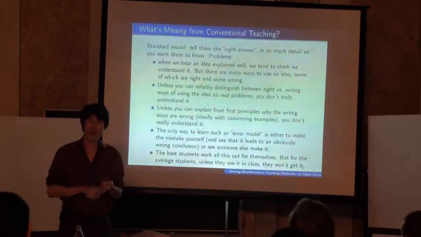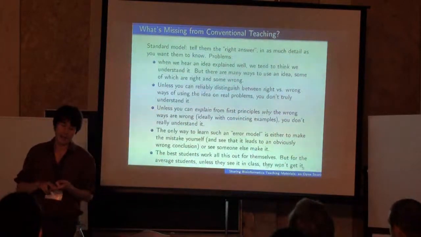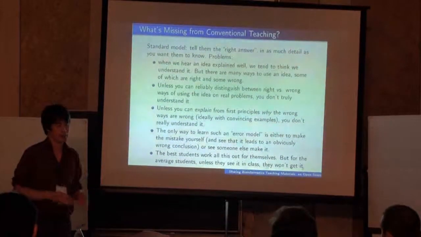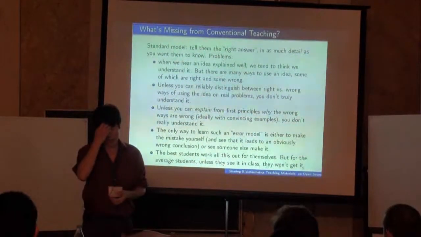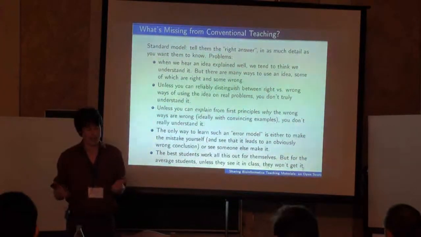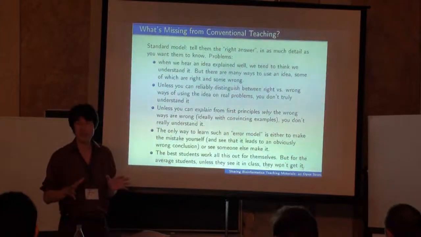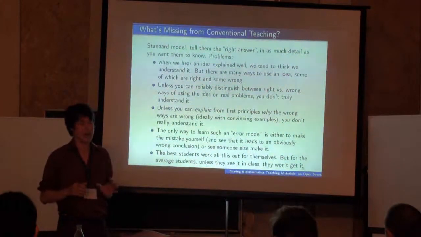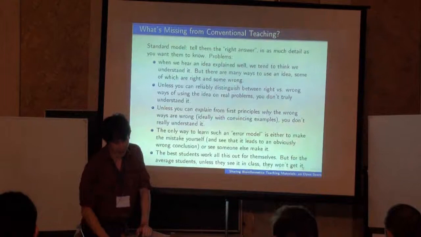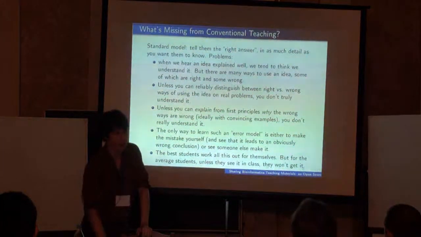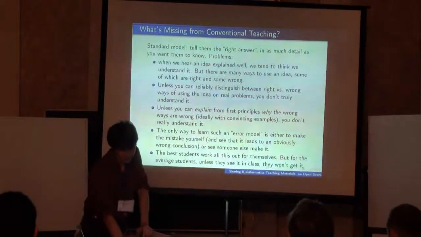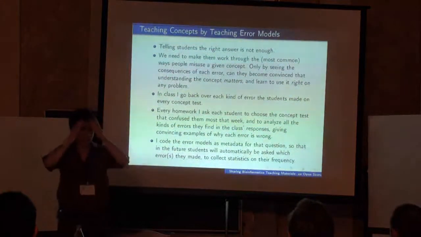Unless you know, number one, which ways are right and which ways are wrong, and secondly, that you can explain from first principles why the wrong ways are wrong, oftentimes by giving an example that makes it completely convincing that it leads to an absurd result, you don't really understand how to use the idea. So exposing these error models explicitly in class, to my mind, is an essential piece of the learning process. The best students have always been doing this work for themselves through their study, but I feel that for the average student, unless you're actually explicitly doing this in class, it doesn't happen for a large fraction of them.